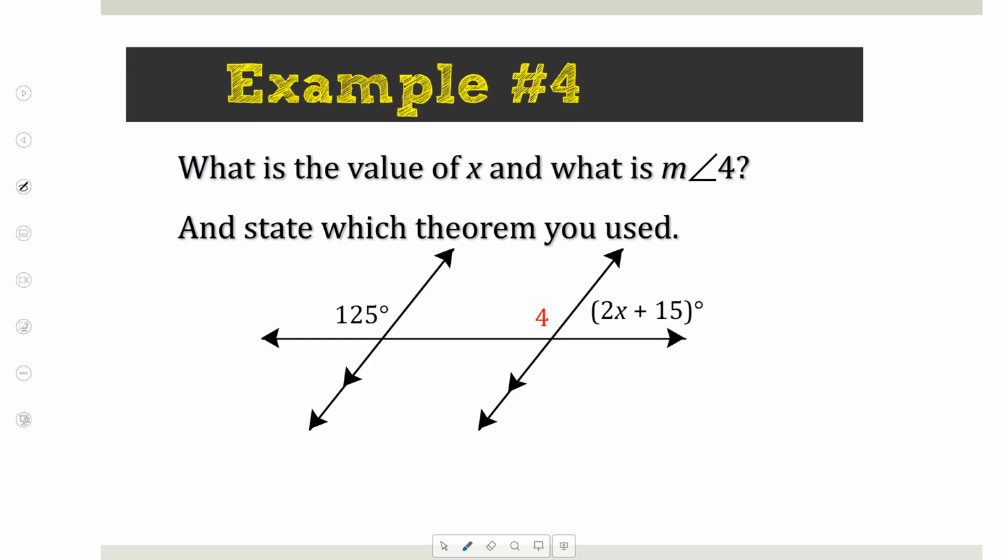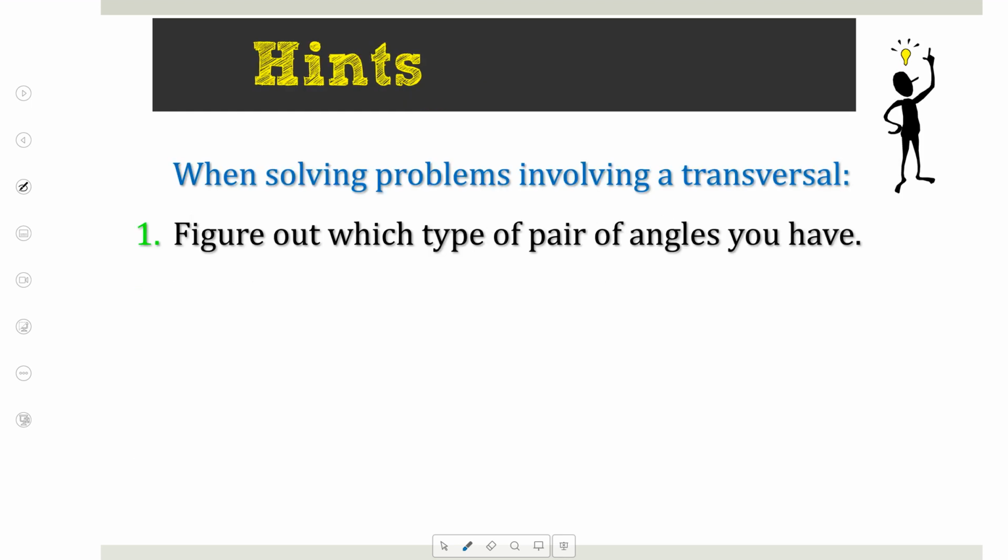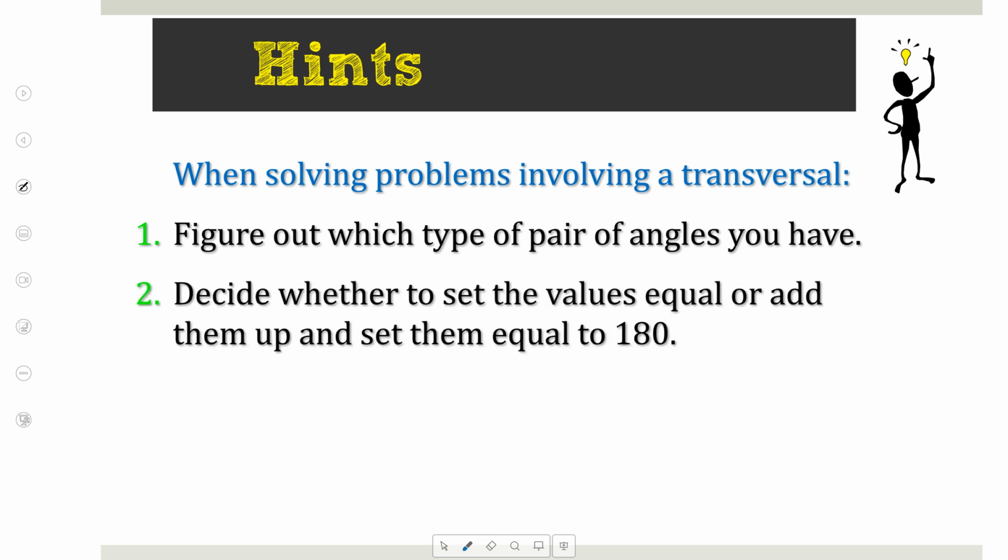So hold on, let me skip this. I'll come back to that in a second. We're going to do a problem like this. I'm going to take that same picture of two parallel lines cut by a transversal and throw some algebra in there. Now, to do that, I have some hints for you. Number one, figure out what kind of angles you're talking about. Which of the 10 pairs of angles are we looking at? Number two, decide if those angles are equal or supplementary. There is no other option.